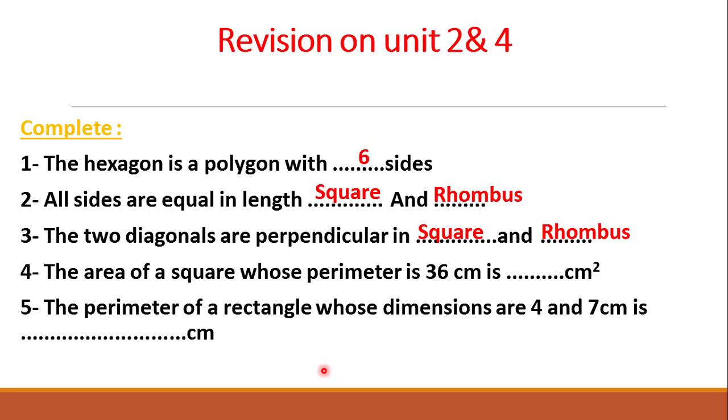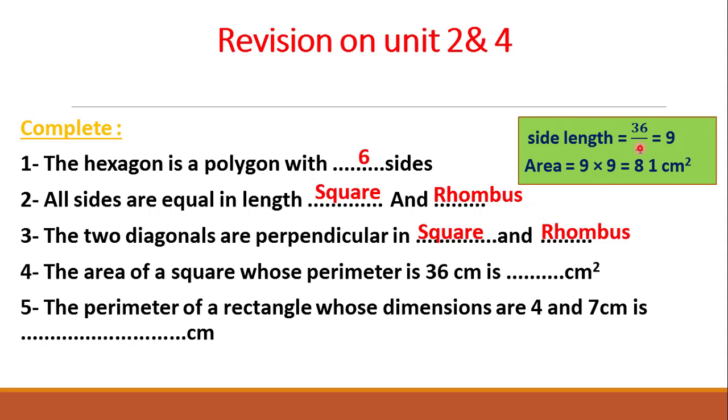Number 4, the area of a square whose perimeter is 36. I need the side length to get the area, but here I have the perimeter, so I should divide this perimeter by 4 to get the side length. So the side length will be 36 divided by 4, which is 9. The area is side length by itself, so 9 times 9 equals 81. Don't forget, if you want the area, you should have the side length, not the perimeter. If you have the perimeter of the square, just divide it by 4. So I write 81 centimeters squared.